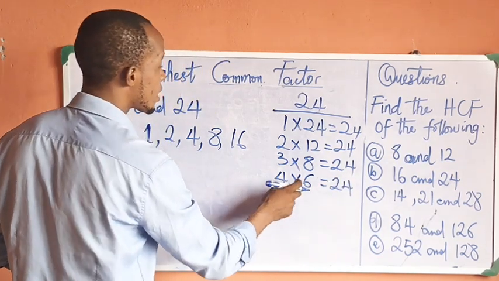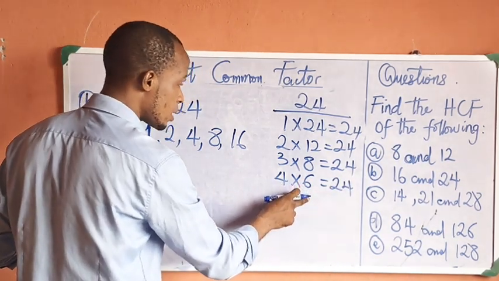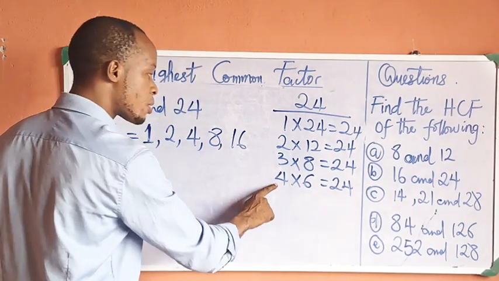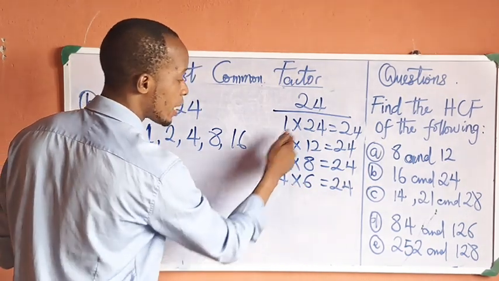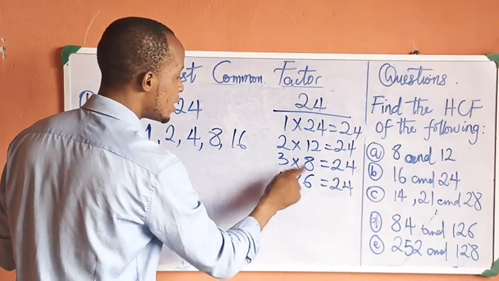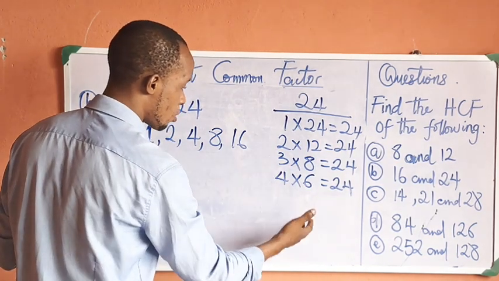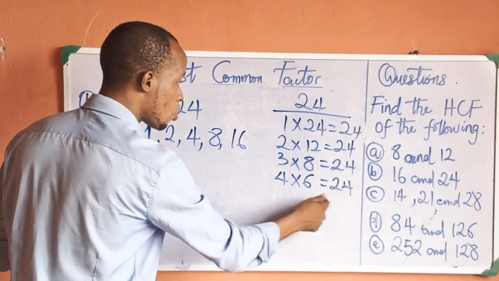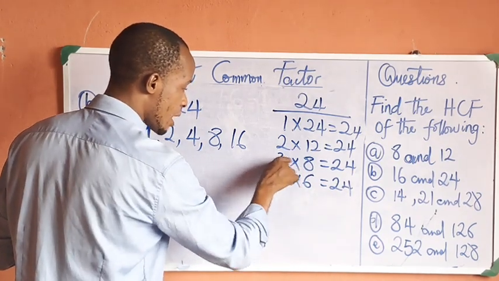In the 5 multiplication table, we won't find such. In the 6 multiplication table, what we are going to see is 6 times 4. That is the repetition of 4 times 6. Okay. In the 7 multiplication table, you won't find such. In the 8 multiplication table, you are going to find 8 times 3 equals 24. It's a repetition of this as well.